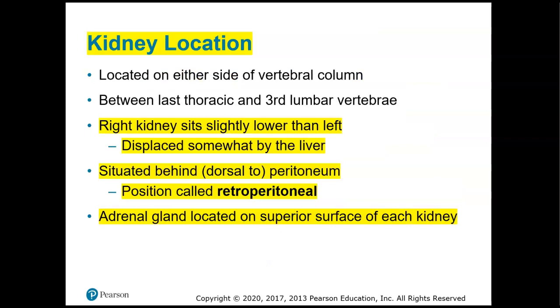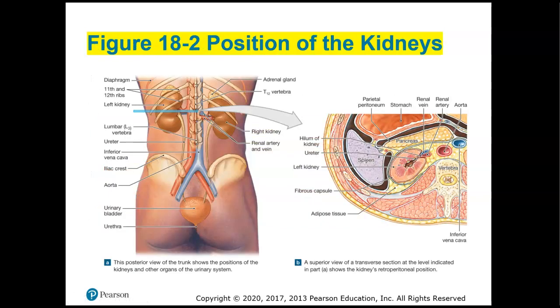As far as the location of the kidneys, I just want you to be able to compare the right versus the left and make sure that you know the right kidney sits slightly lower than the left kidney because of the liver, because of the position of the liver. It kind of pushes the right kidney down a little further than the left. Also know that the kidneys are retroperitoneal, which means they are behind or dorsal to the peritoneum, and that the adrenal glands sit on top of each kidney.